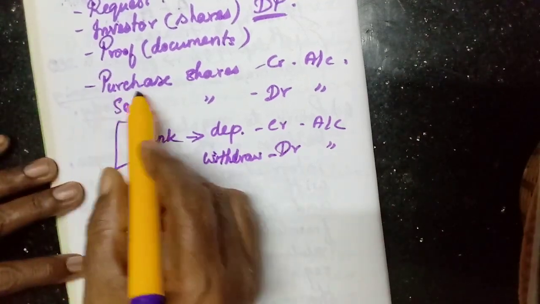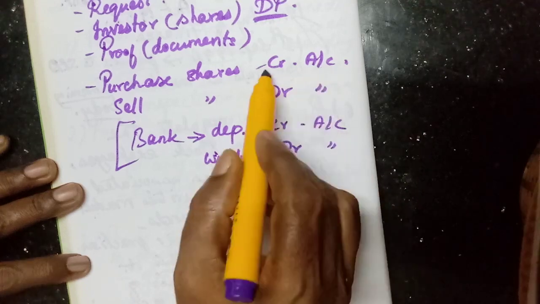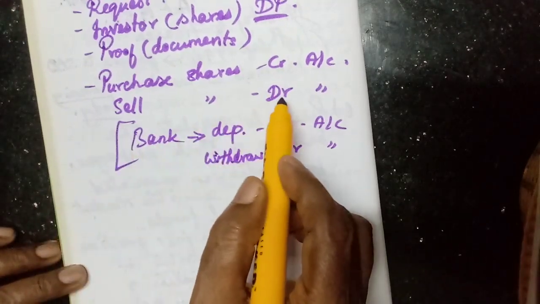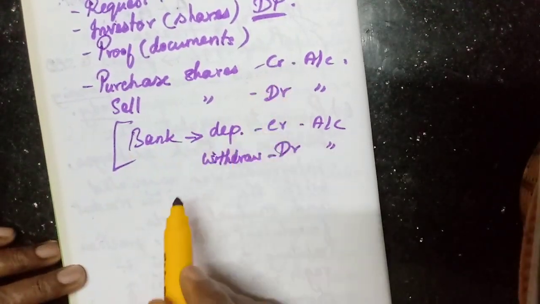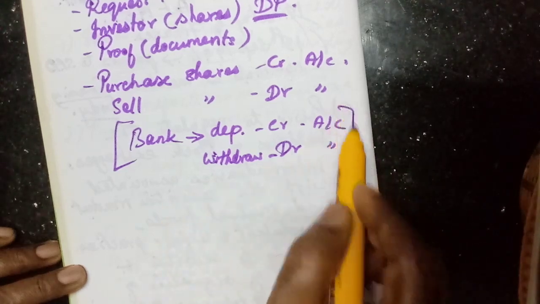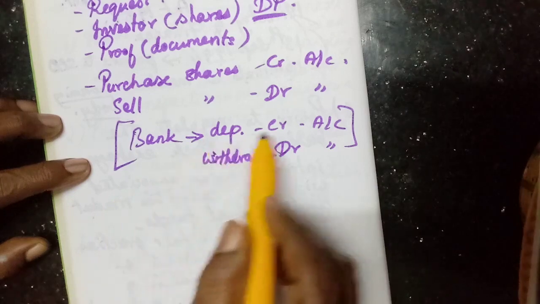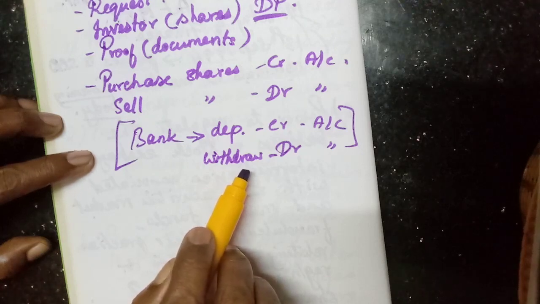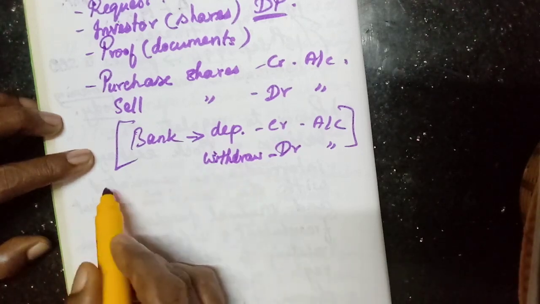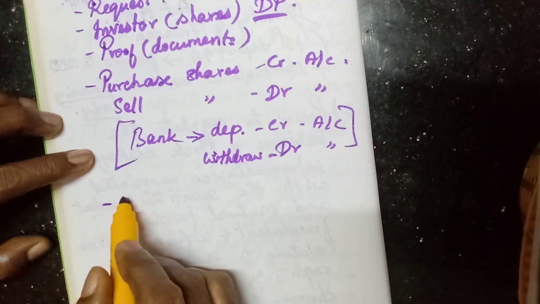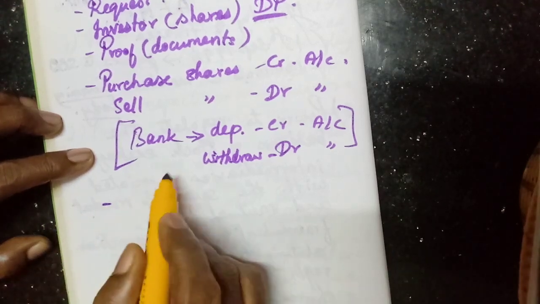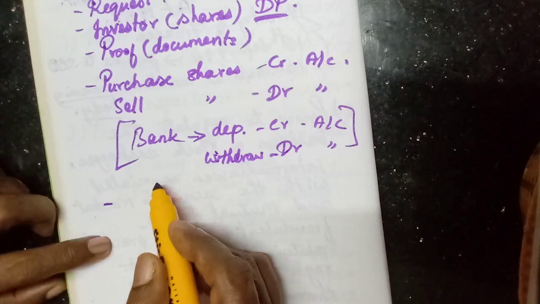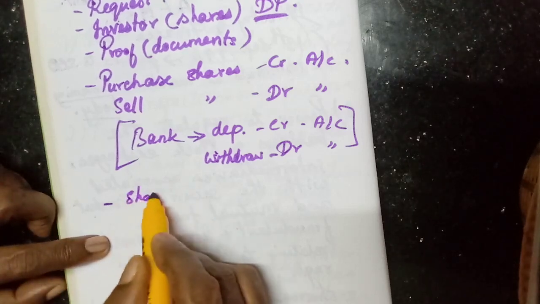In the same way, if you purchase shares, it will credit your account, and the credit balance will increase. Then if you sell shares, they will debit, so the credit balance will get reduced. Have you understood this? As we do in the bank account with money: money deposit, they will credit; if you withdraw money, they will debit our account. Here, they will not give any separate number. I think that number may not be given, the share certificate number.